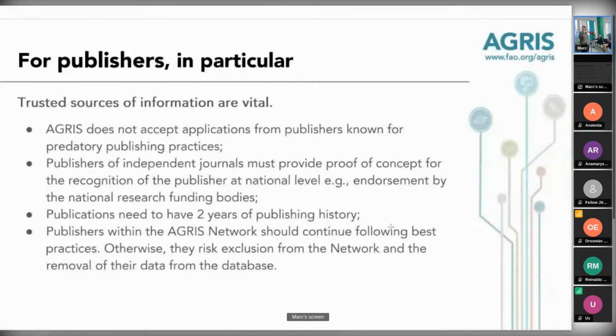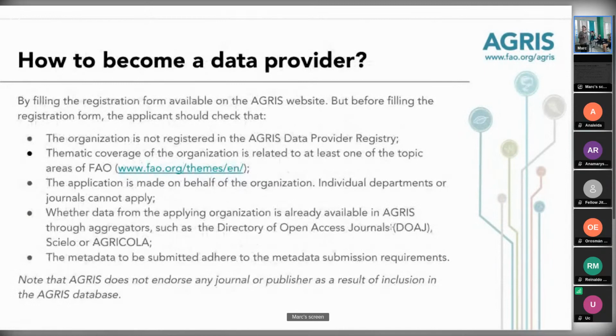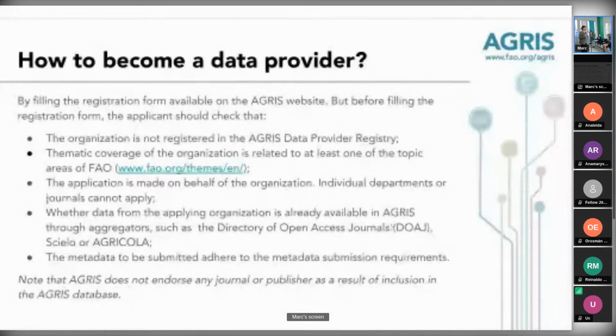For publishers, it's very important for us to avoid predatory journals, so we have certain rules. We want publications from specific publishers to have two years of publishing history, etc. I will not go through that because I don't have too much time, but we try to make sure that we are getting pertinent publishers in the system. If you want to become a data provider, you just need to fill a form, send us your wish, and we are going to look at your request. I can tell you that unless you are really a predatory publisher, most organizations get in, so it's not a big deal.